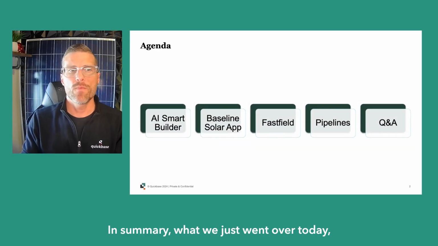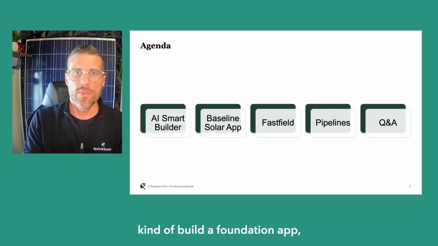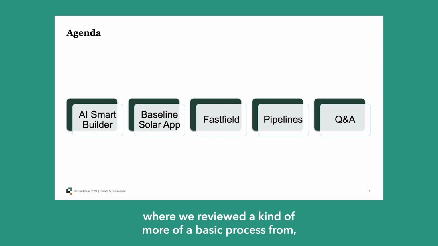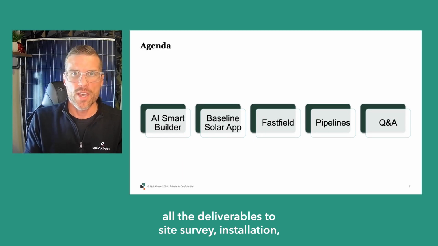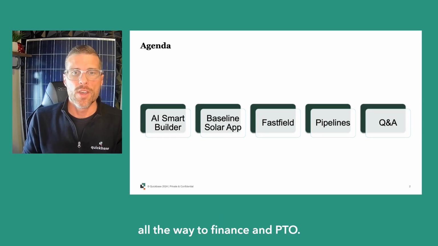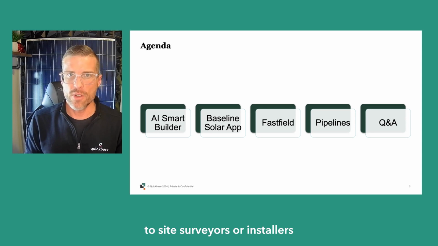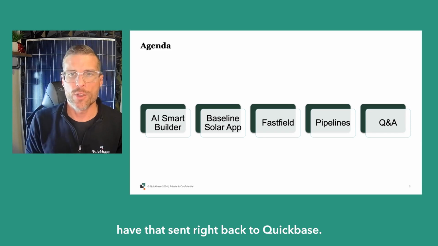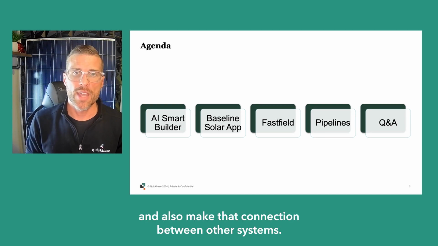Great. In summary, what we just went over today: the AI Smart Builder, to very quickly build a foundation app, whether you're in the solar industry or construction. The second thing was the baseline solar app, where we reviewed a more basic process from the entry point of a lead project, all the deliverables to site survey, installation, all the way to finance and PTO. The third, we reviewed FastBuild, our mobile capability to dispatch those forms to site surveyors or installers, so that they can take the photos or update any information in the field and have that sent right back to QuickBase. The fourth here was pipelines and how we automate our workflows and also make that connection between other systems.